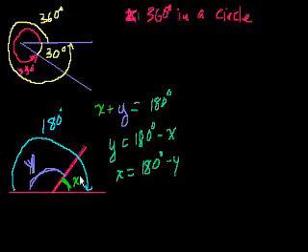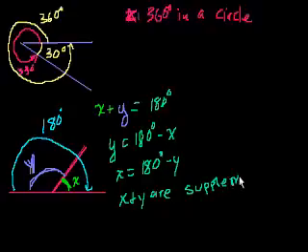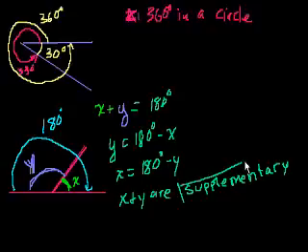If x plus y is equal to 180 degrees, you can see that it makes sense. If you add the two angles, you go halfway around a circle. Then that tells us that x and y are, and this is a fancy word, and it's just good to commit this to memory, supplementary angles. Supplementary angles. That's when you add to 180 degrees.